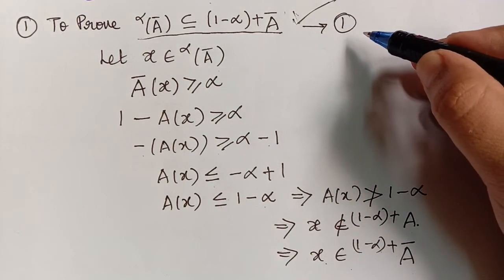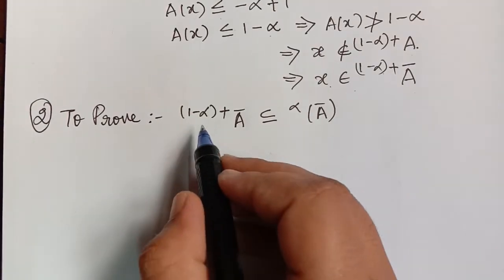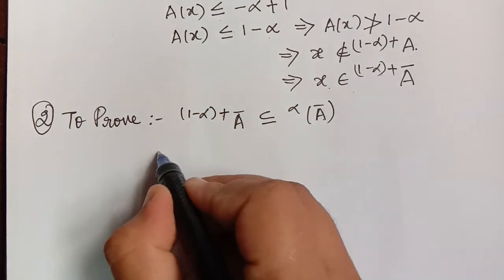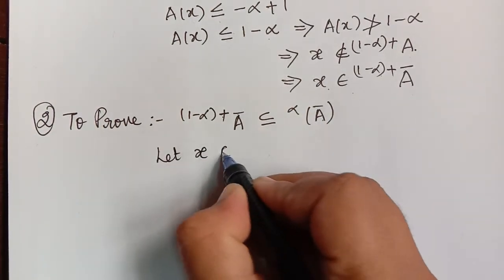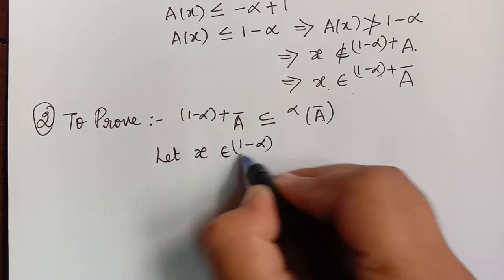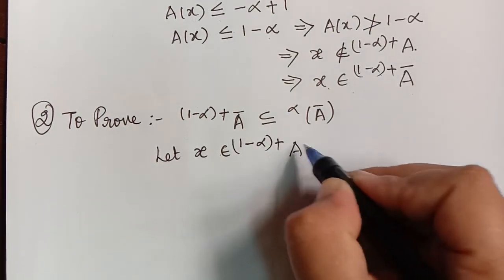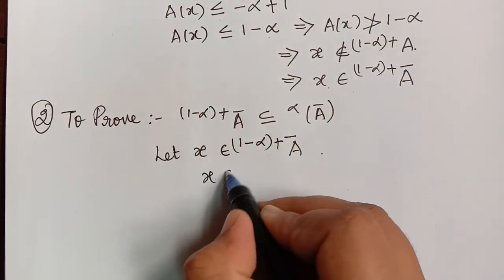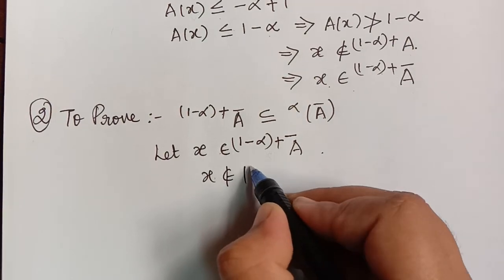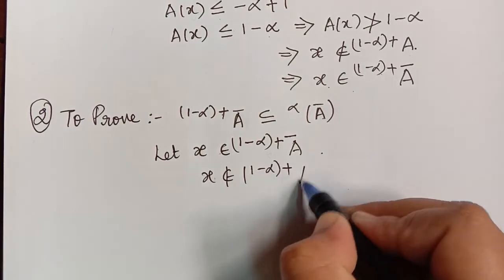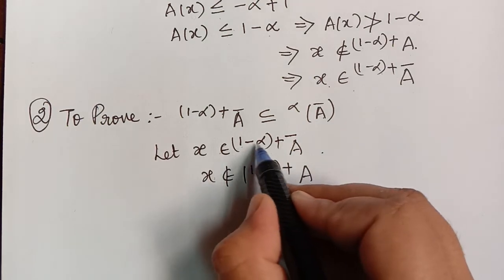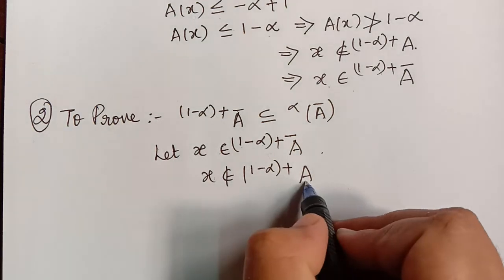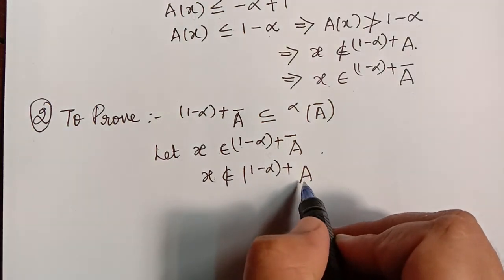Now the second step we have to prove. So now we have to prove that the 1 minus alpha strong cut of A bar is a subset of this. So let us take an element x to be an element of the 1 minus alpha strong cut of A complement. So if this is an element of this, we can say that x is not an element of the 1 minus alpha strong cut of A, because if it is an element of the 1 minus alpha strong cut of A complement, then it cannot be in the 1 minus alpha strong cut of A.